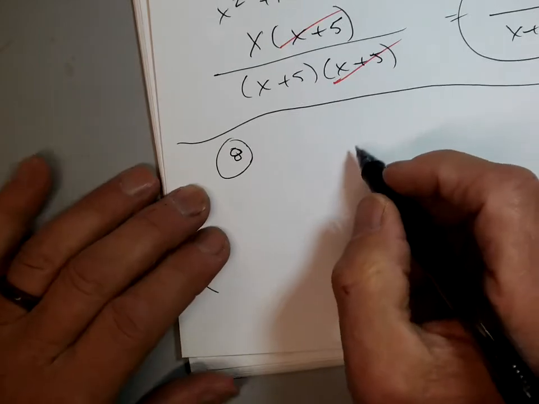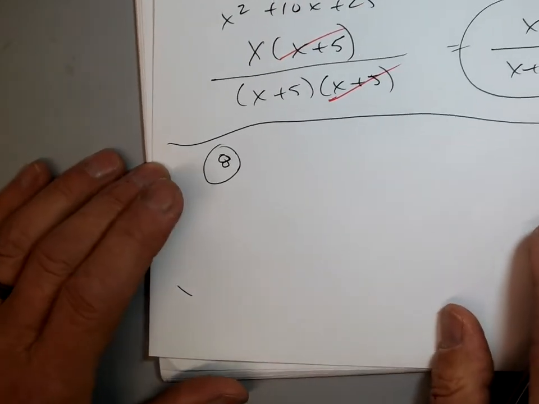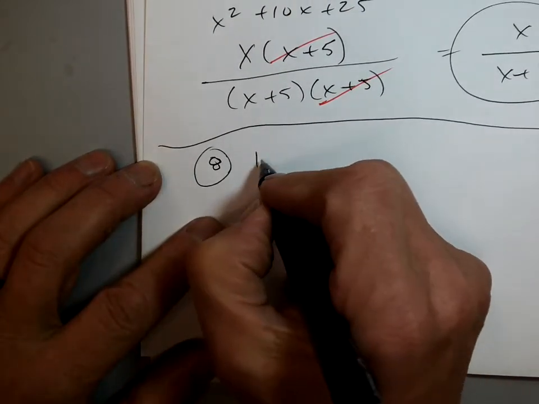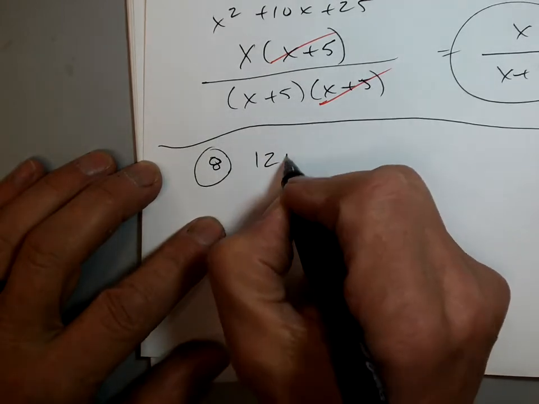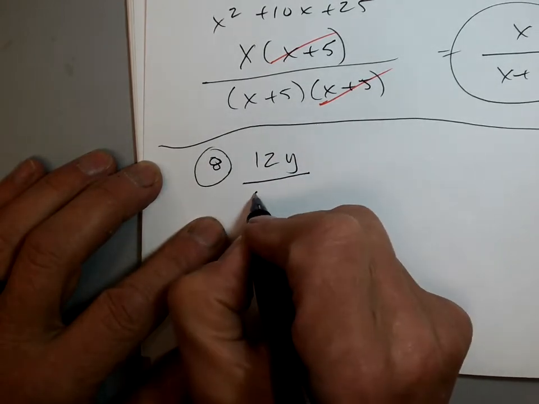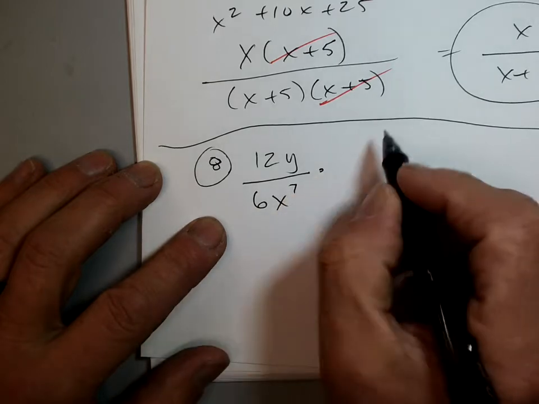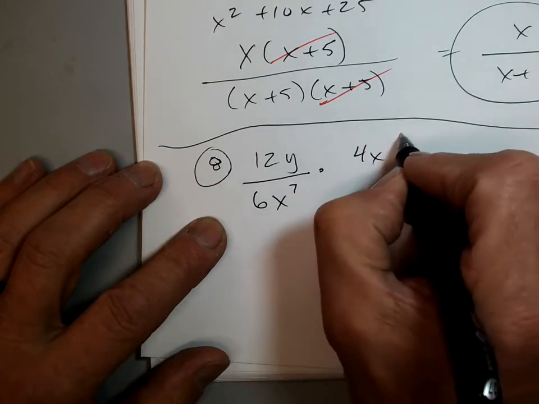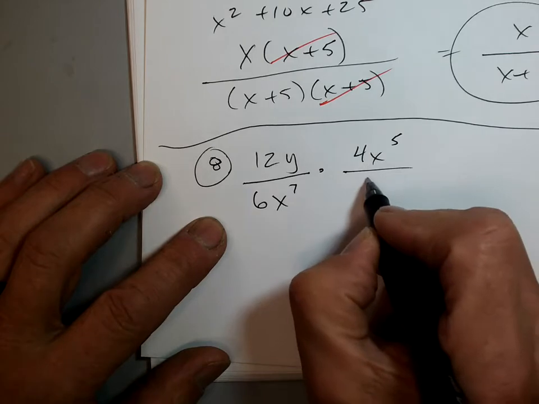Okay, number 8. There's 2 ways to do it. I'm going to do it the most basic way. My particular way is a little bit different, but I'm going to do it this way. Okay, 12y divided by a 6x to the 7th times 4x to the 5th over an 8y to the 4th.